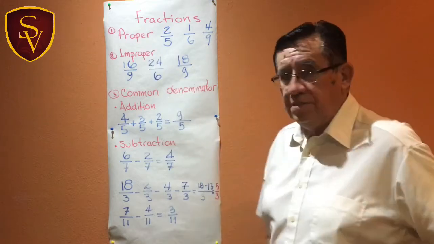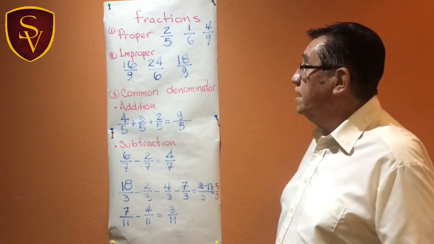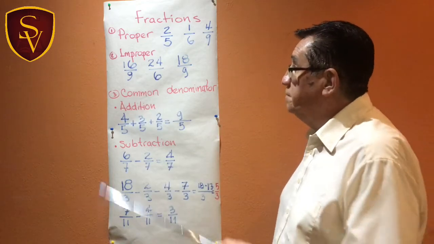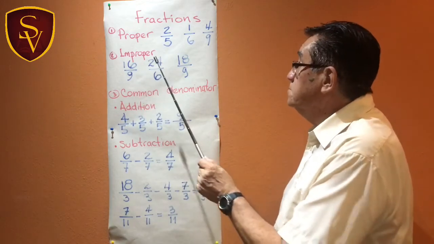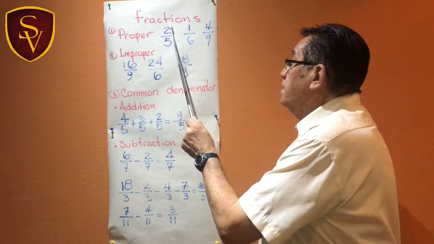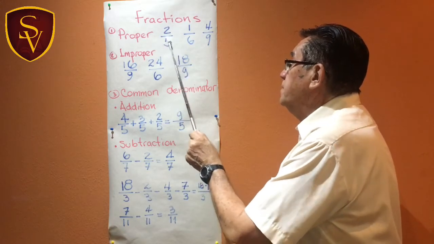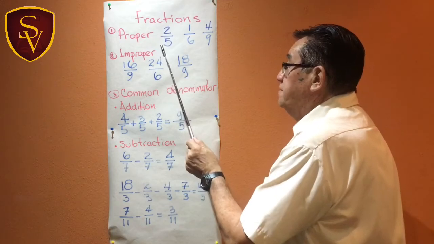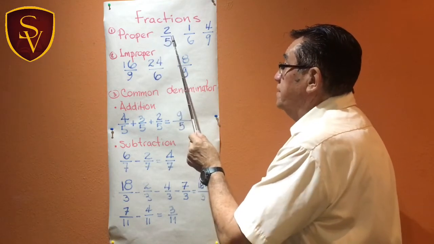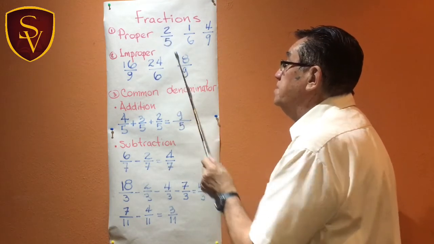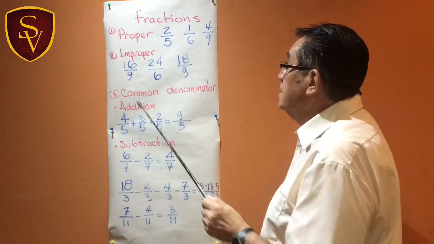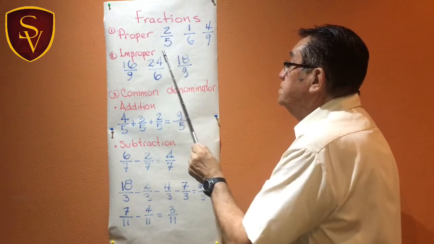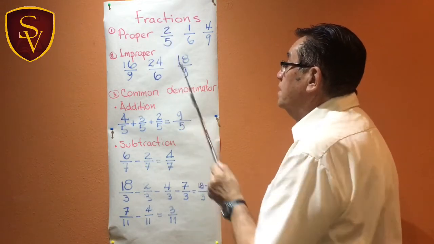Well, generally fractions are proper or improper. Proper fractions are fractions whose numerator is smaller than the denominator, as you can see here. 2 divided by 5, also a fraction is like a division because this line is telling you that's a division. 2/5 is a fraction in which the numerator is smaller than the denominator.